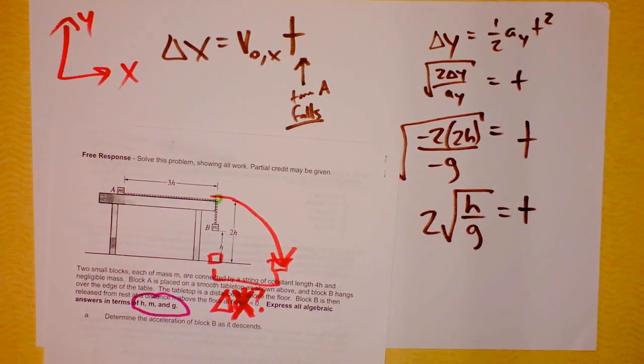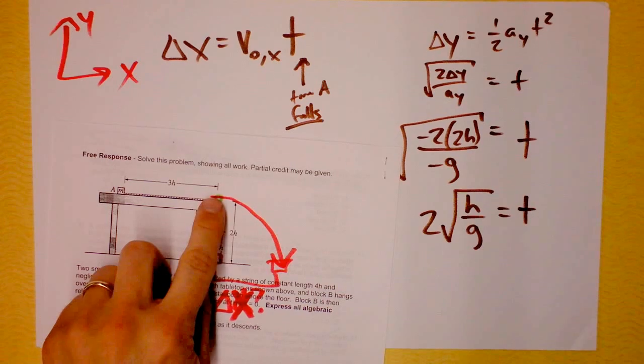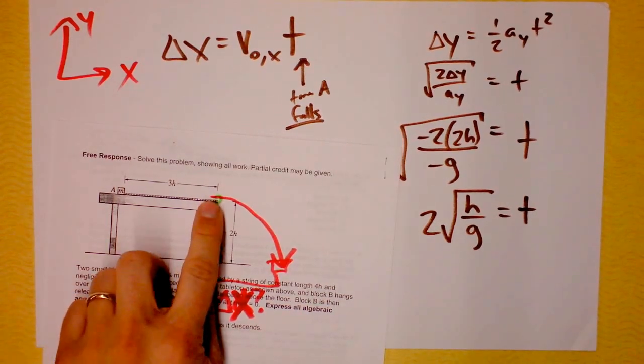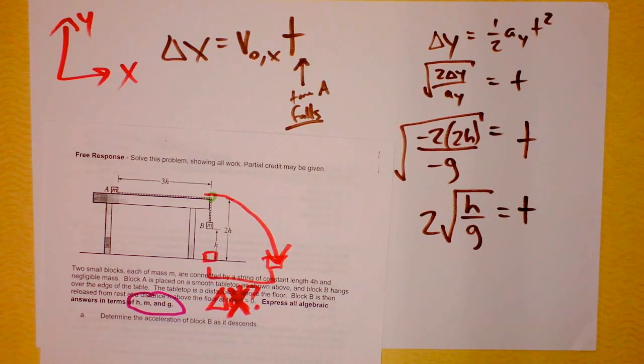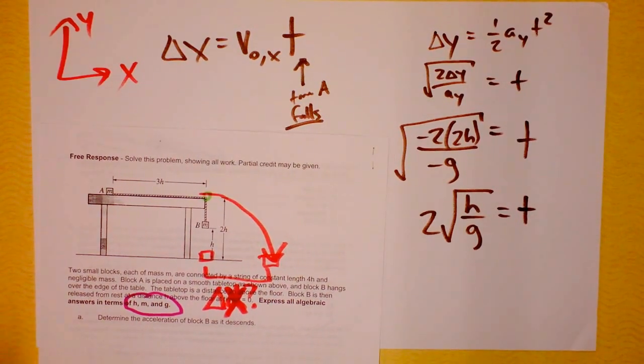Wait, which one are we trying to solve? I want you to tell me how fast block A is going when it reaches the edge of the table. Now, the question is, we know its acceleration in that direction. And we know how long it accelerated, and we know what the acceleration was, don't we?